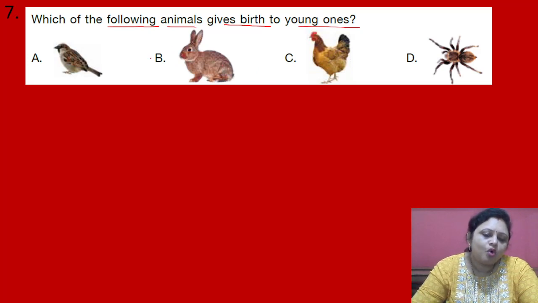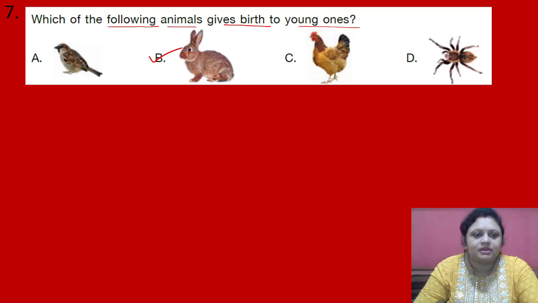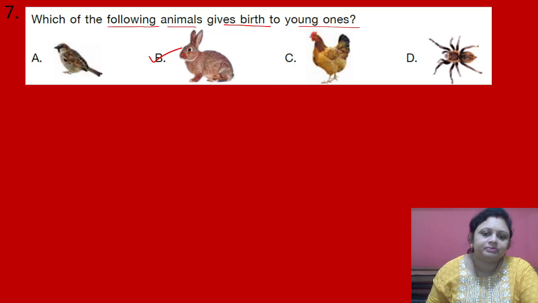If you know the answer, you can write in the comment section. Okay. So option B, that is rabbit, it gives birth to the young one. Okay, a small baby rabbit. And this bird, this cock or hen, and all these, they first lay eggs.